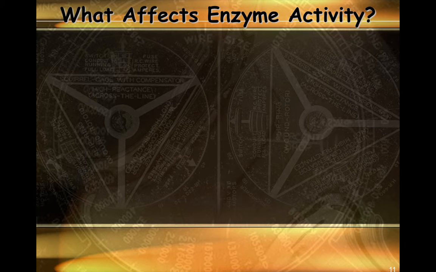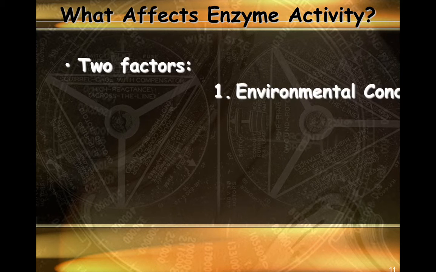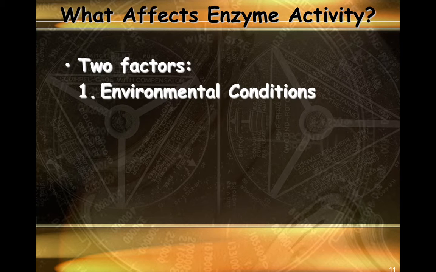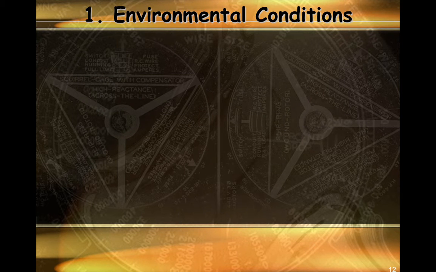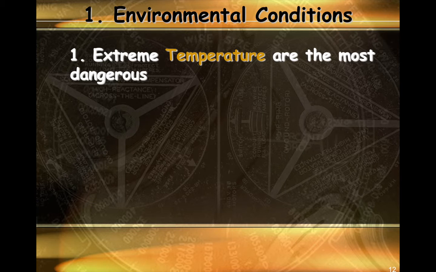And then finally, what affects enzyme activity? What kind of things affect enzyme activity? You may have heard that you could potentially die from a fever. The reason is that temperature can denature the enzyme, making it non-functional. If your enzymes don't function in your body, you will die very quickly. So we're first going to look at temperature. It is the most dangerous. It can completely denature the enzyme.